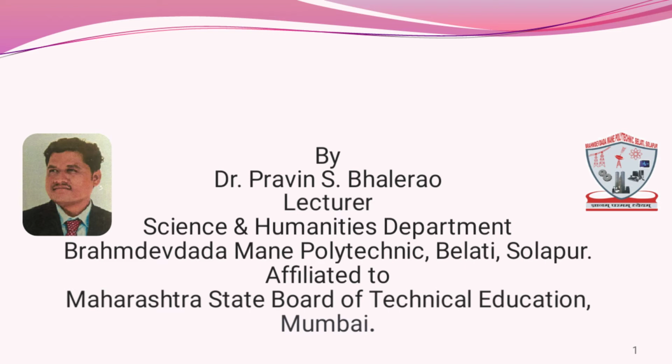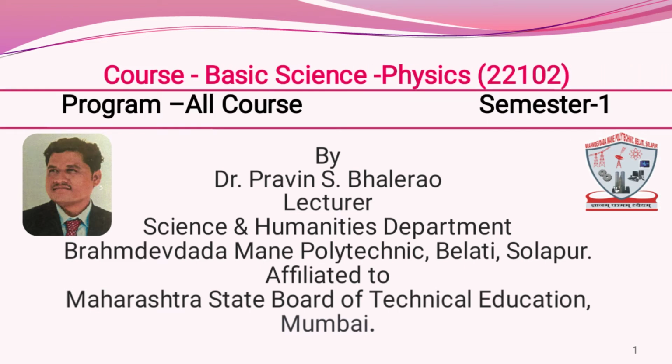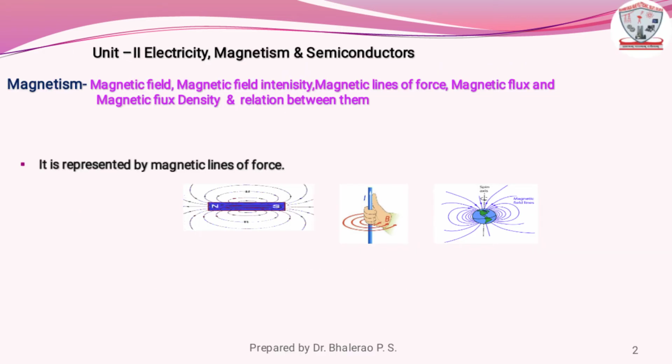Myself, Dr. Praveen Bhalirao. Today, we are going to discuss the course Basic Science Physics. In this course, Unit 2 is Electricity, Magnetism and Semiconductor. Today, we will discuss magnetism, including magnetic field intensity, magnetic lines of force, magnetic flux and magnetic flux density, and the relation between them.